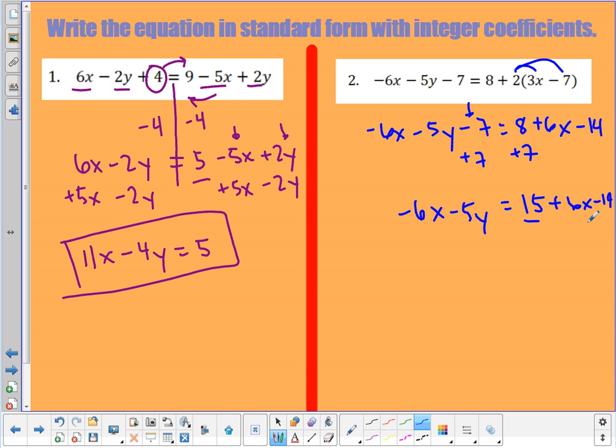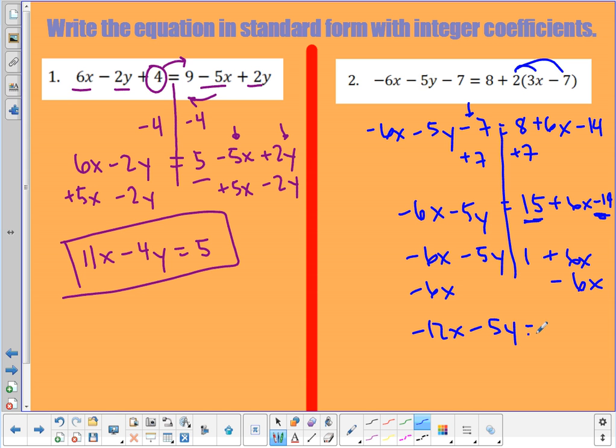The 15 and the 14 can go together. Those are both constants. Since they're on the same side of the equal sign, remember that equal sign's coming right down the middle there, it's not like I'm canceling 14 to the other side. I'm just putting these two like terms together. 15 minus 14 is 1, so I have 1 plus 6x. But now I still have to get that 6x to move over to the other side. So negative 6x, negative 6x, so that's negative 12x minus 5y is equal to 1.